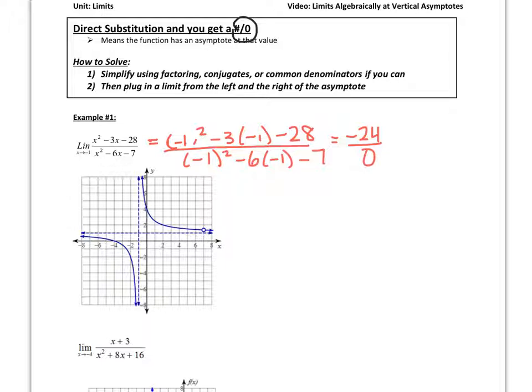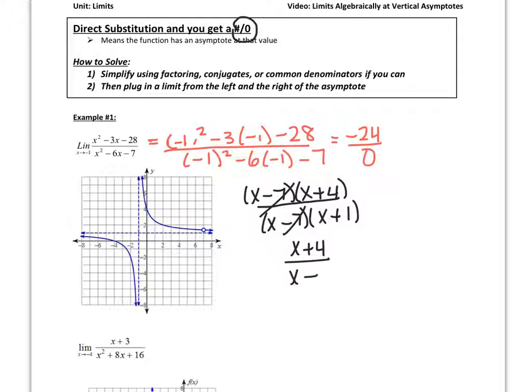We're still going to factor. So what I'm going to do now is factor the numerator and factor the denominator and see if I can cancel anything out. So x minus 7 and x plus 4 over x minus 7 and x plus 1. Alright, so I cancel the x minus 7's out, and now I'm left with x plus 4 over x plus 1. And I want to take the limit as x approaches -1.